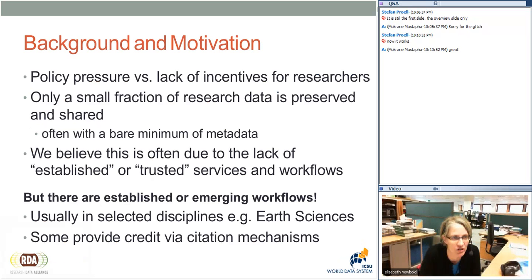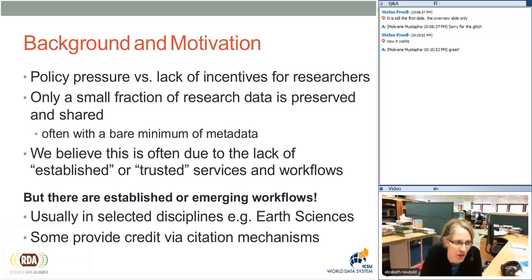Our background and motivation has really come from the policy and pressures versus the lack of incentives for researchers, which Michael mentioned briefly a few moments ago. At the moment, only a really small fraction of the research data is preserved and available for sharing and reuse, and often there is very bare minimum metadata with it. We really think this comes from a lack of established or trusted services and workflows, not because people don't want to, but probably because they're not quite sure how to, or the processes aren't in place or are not very clear.